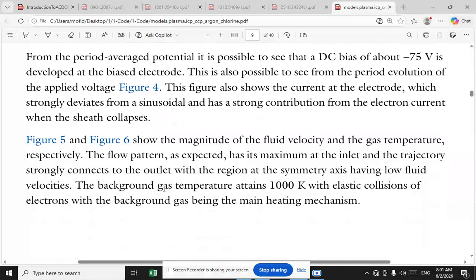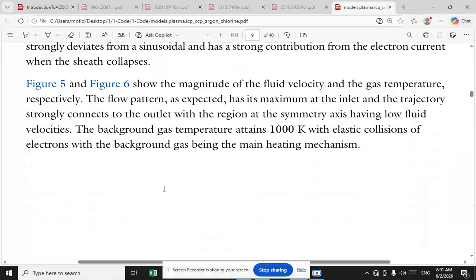This is also possible to see from the period evolution of the average voltage, figure 4. This figure also shows the current at the electrode, which strongly deviates from a sinusoidal and has a strong contribution from the electron current when the sheath collapses.